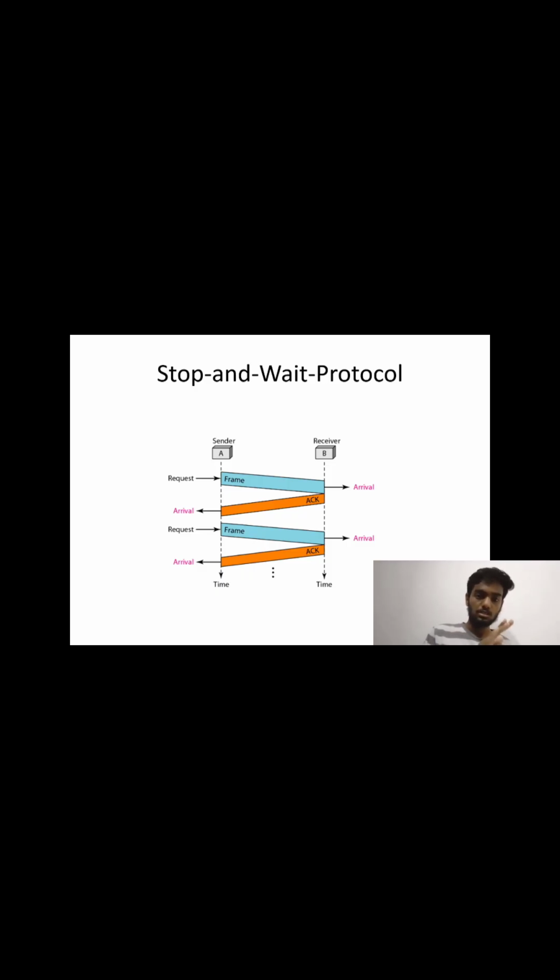In the stop and wait protocol with sender A and receiver B, the sender sends the frame first, and upon arrival of the frame the receiver sends the acknowledgement. Once the acknowledgement is received, only then is the next frame sent. If we do not receive an acknowledgement, the sender will wait as long as it takes for the acknowledgement, transmitted by the receiver, to be received. Only then will it send the next frame.